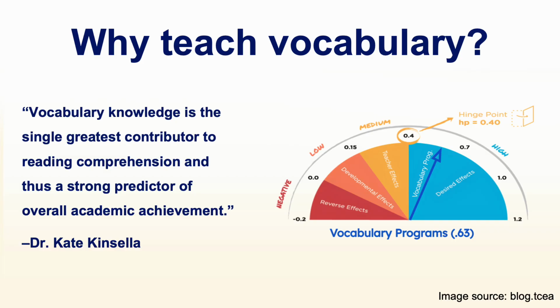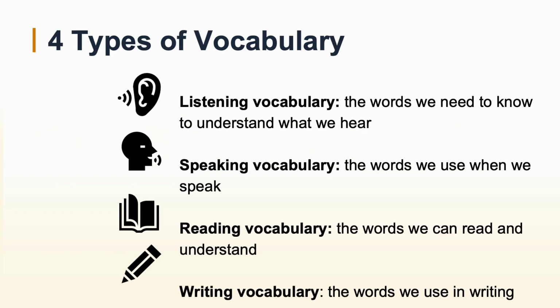Before we look at the tiers, we must recognize that knowing a word isn't black and white. Let's look at the 4 types of vocabulary. We process language through 4 distinct lenses. The listening vocabulary, the words we need to know to understand what we hear.